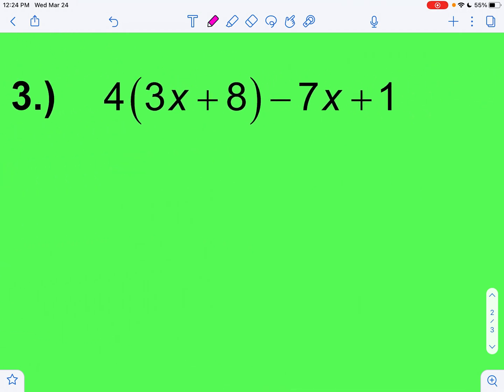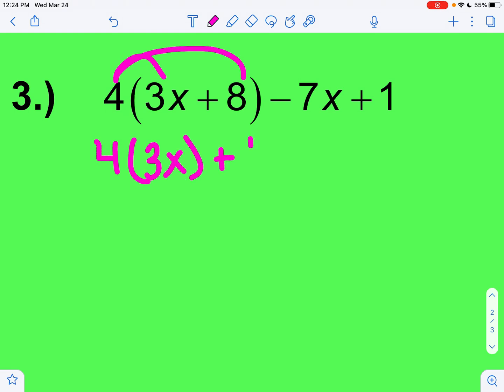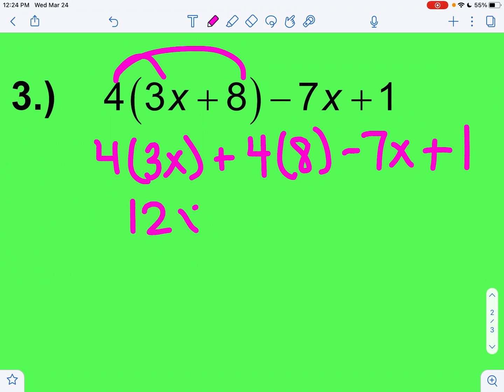Alright, and our last problem for this lesson. We have 4 times 3x plus 8, all in parentheses, minus 7x plus 1. Again, we need to distribute that 4 to the 3x and to the 8. So that 4 goes to the 3x and to the 8. So we're taking 4 times 3x plus 4 times 8 minus 7x plus 1. Alright, 4 times 3 is 12x plus 4 times 8 is 32 minus 7x plus 1.